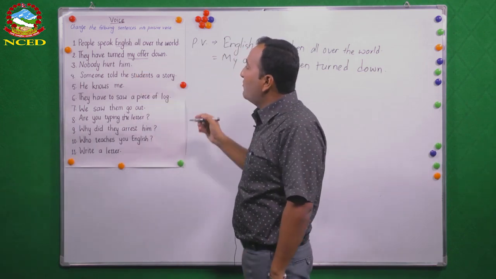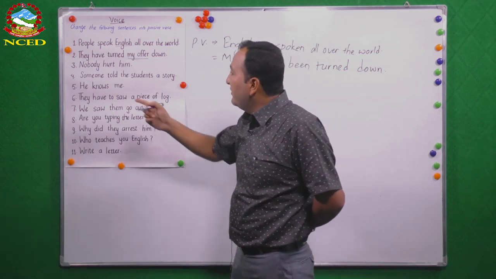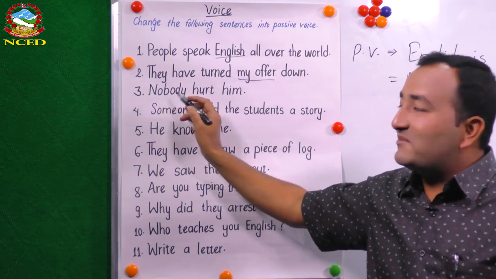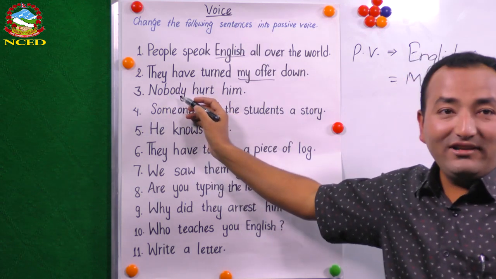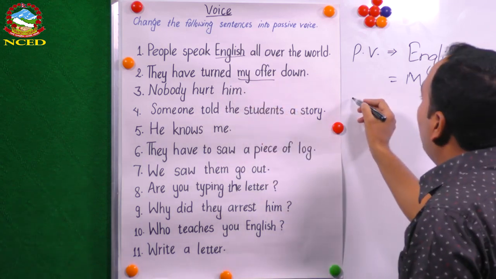Number 3, nobody heard him. This time, the question might be somehow tricky. Nobody heard him. Okay, very clear. Nobody is the subject because there are only 3 words. Nobody heard him. Him is the object, sure.